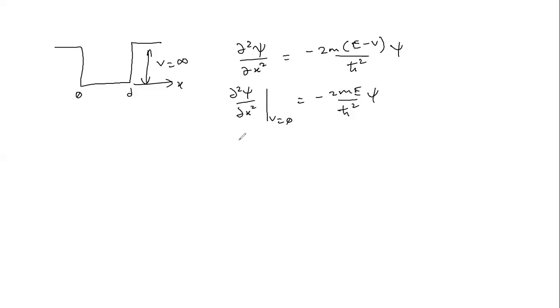And also, when we consider this boundary, at this point V is equal to 0, and then at this point V is equal to infinity. So when we consider the wave function, d squared psi, dx squared, at V being the same as infinity, then we have negative 2m (E minus infinity) divided by h-cross squared psi.